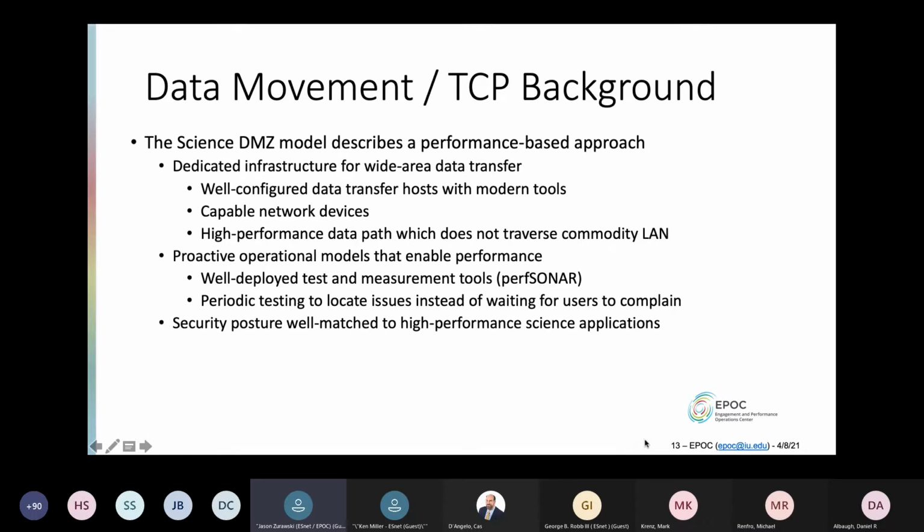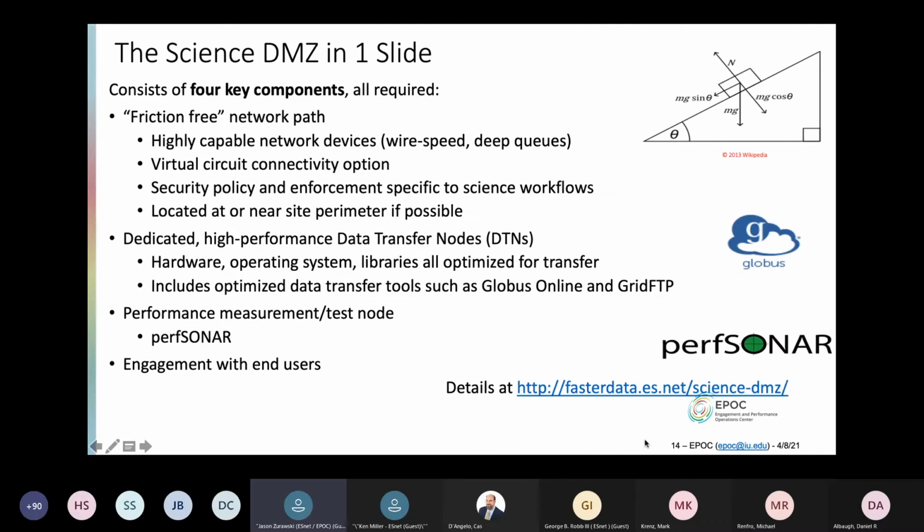We also want to make sure that we're installing a couple of other policy level things. We want to have operational models that are proactive, that enable performance, which basically means we need to have measurement going. We want to have periodic testing so that we can understand and locate issues quickly. And our security posture must be well matched to the high performance science applications. I'll go into detail on what that means in a little bit.